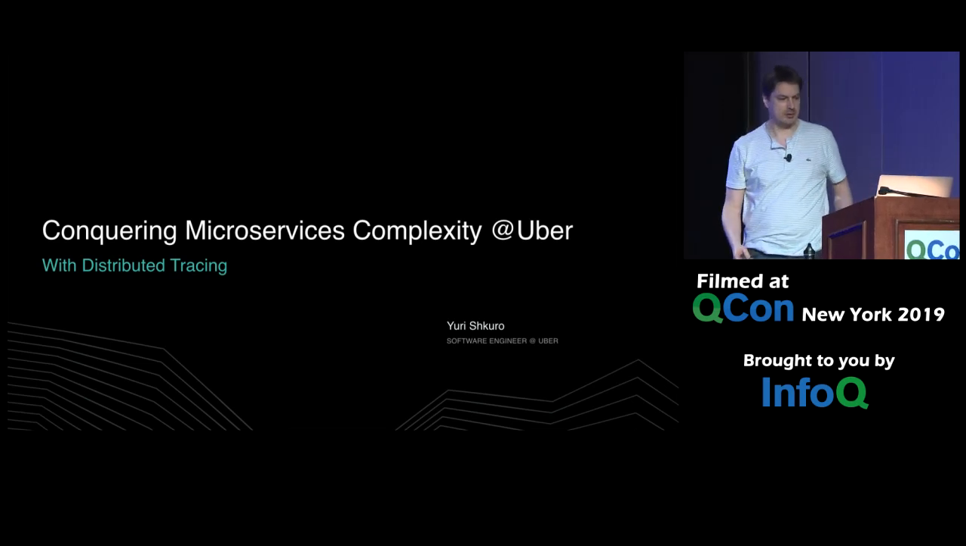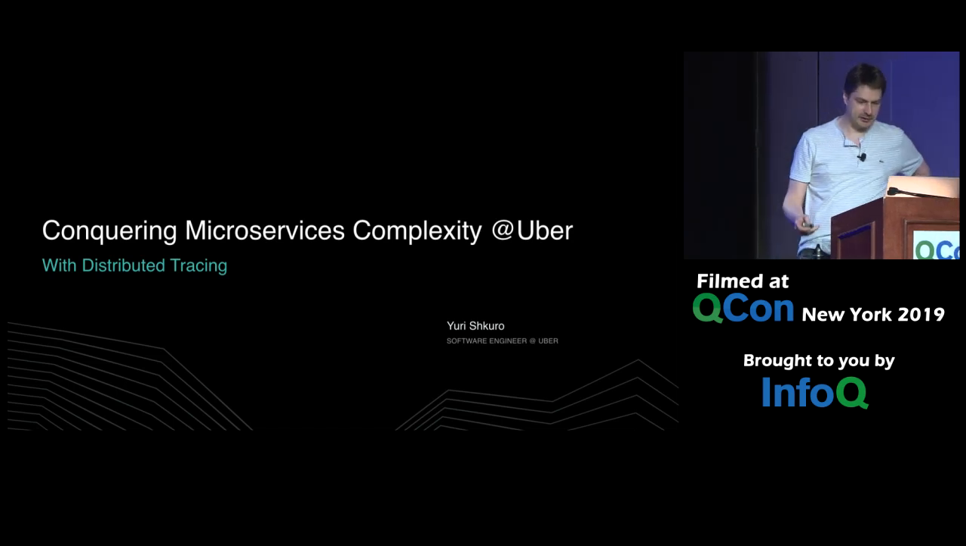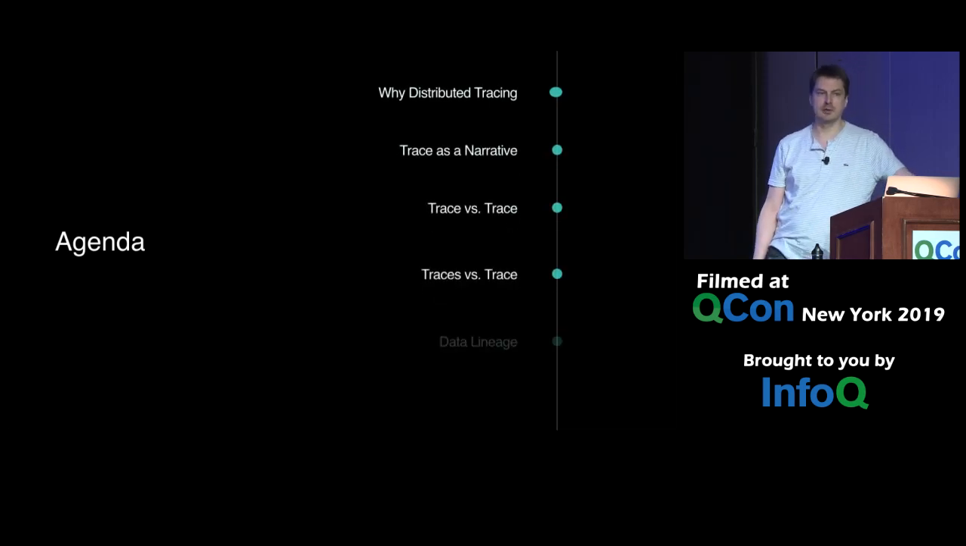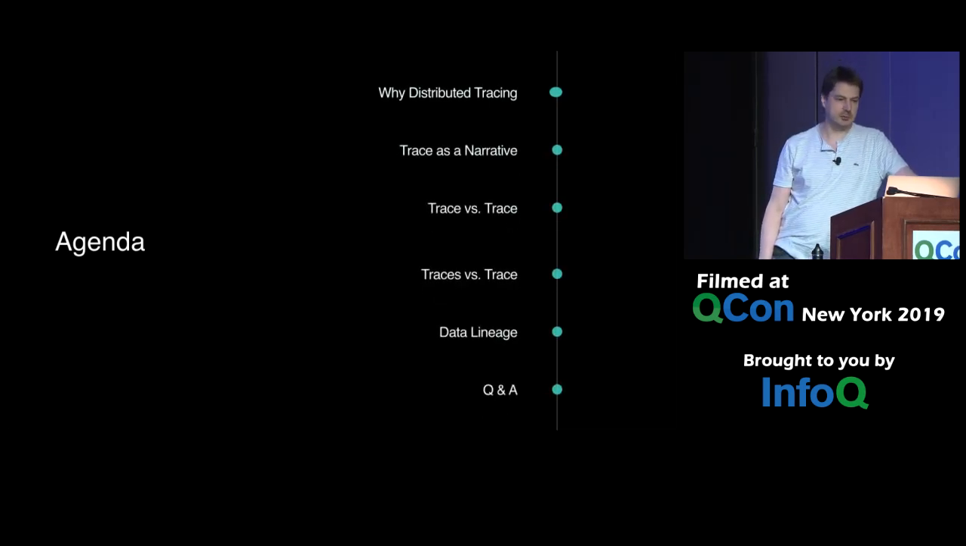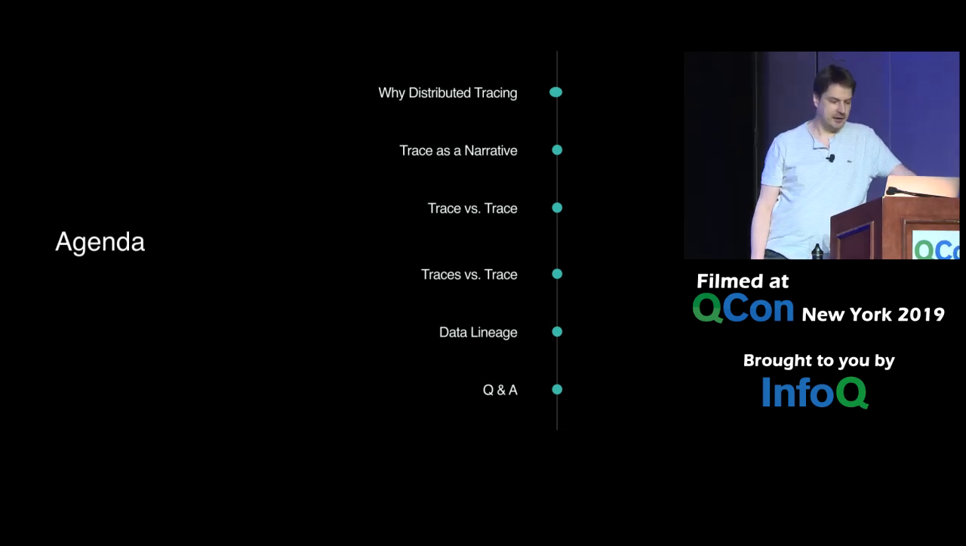So this is a talk about distributed tracing, microservices, and about the complexity of those things. An agenda: I will briefly introduce what distributed tracing is and why we're using it. And then I will talk about different ways of using tracing data that we found useful at Uber. Basically, there are 4 sections that I will be presenting, and then we have time for Q&A.